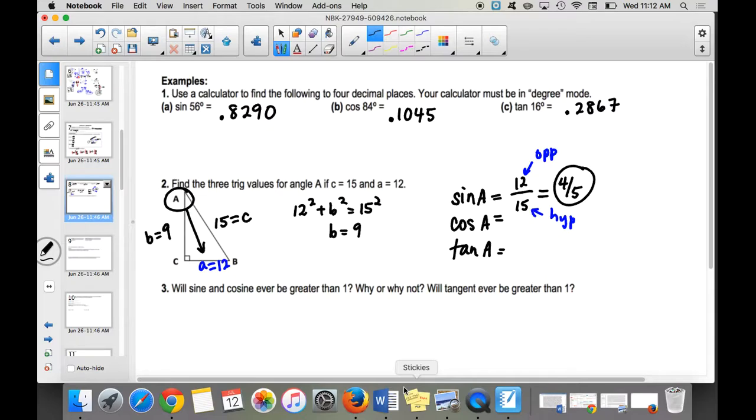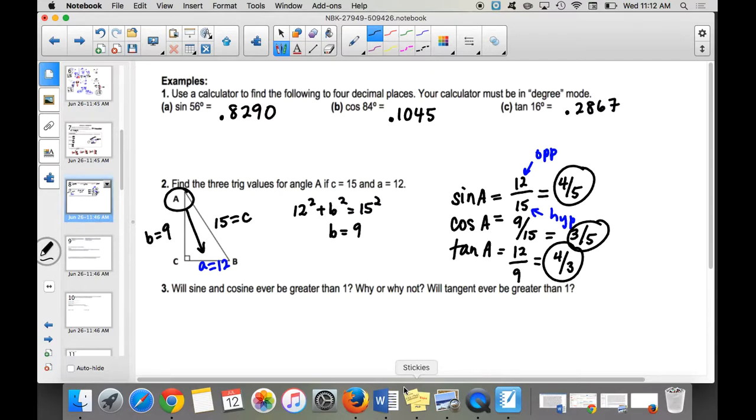Cosine of A. Well, cosine is adjacent over hypotenuse. So what's the adjacent to A? 9. What's the hypotenuse? 15. So 9 over 15 reduces down to 3/5. So that's adjacent over hypotenuse. And then tangent is opposite over adjacent. So opposite is 12, adjacent is 9. So we get 4/3.